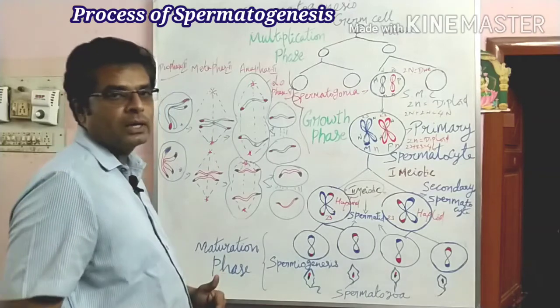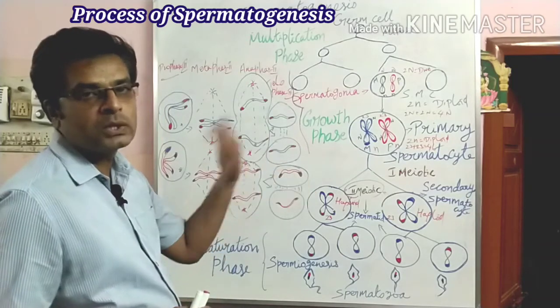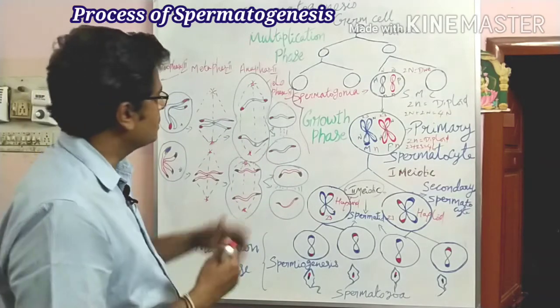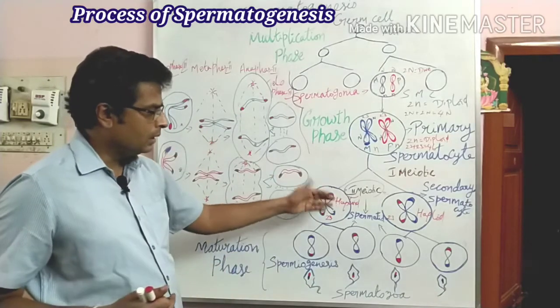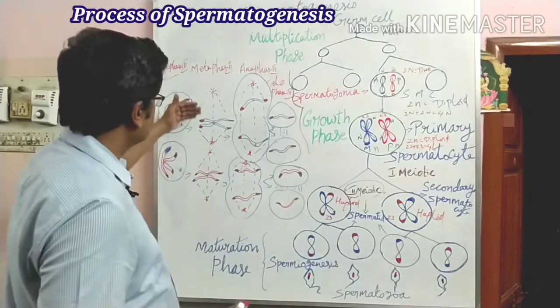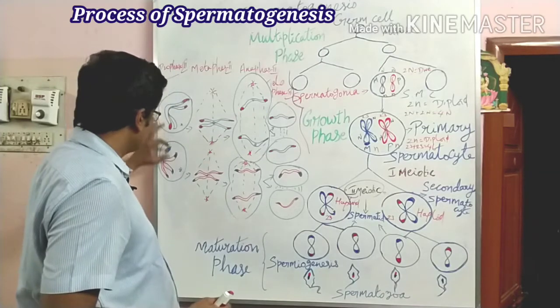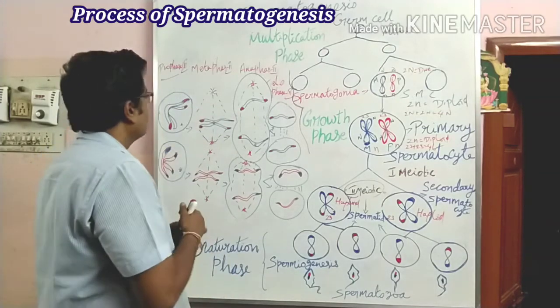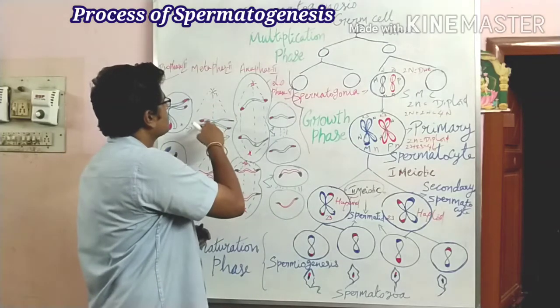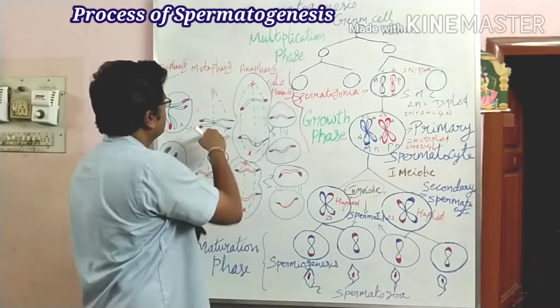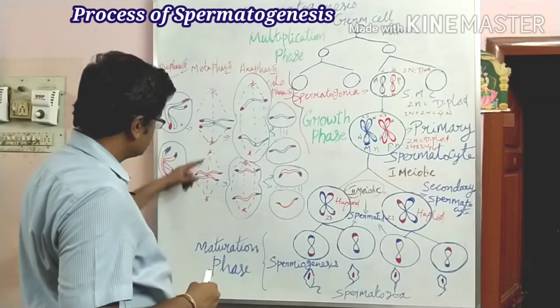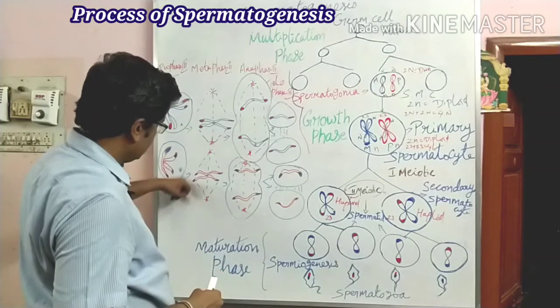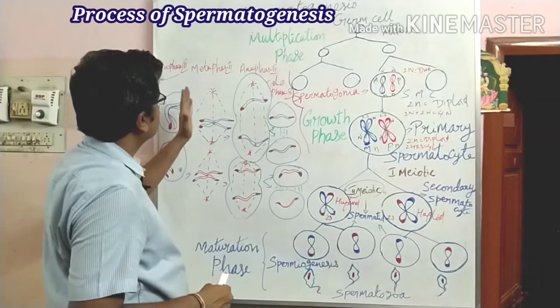In metaphase 2, as in metaphase of the first meiotic division, the same process occurs. The chromosomes lie on the equatorial plate, and the centromere of each chromosome is connected to the spindle fiber, which is produced by the centriole at the opposite pole. This is metaphase 2.